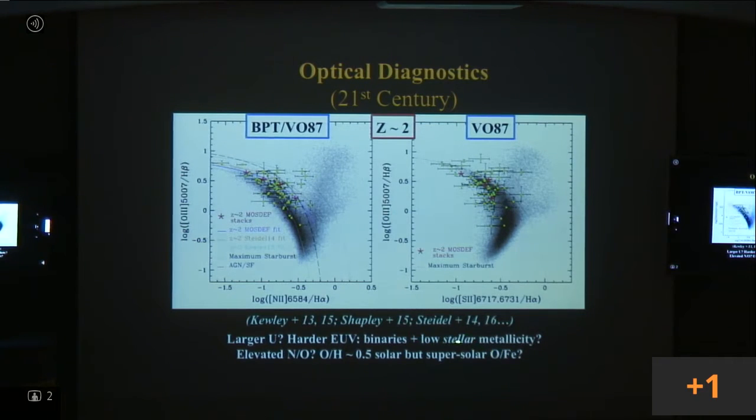But it has to be low stellar metallicity, and most of the opacity in the stars comes from iron, so they need to reduce the iron without having to reduce the oxygen. So you get a supersolar O over iron. So it's still a work in progress, with quite a bit of debate about that. Okay, so this is the optical line diagnostics.